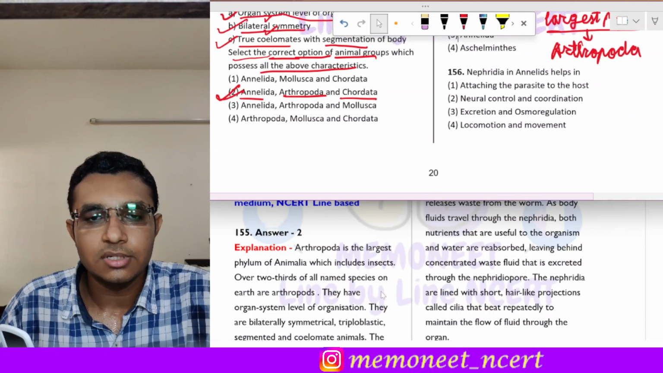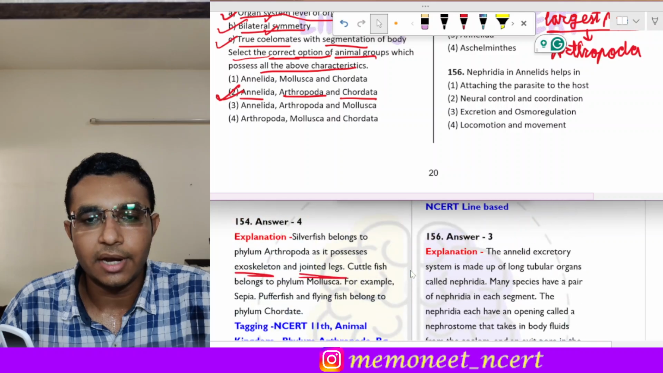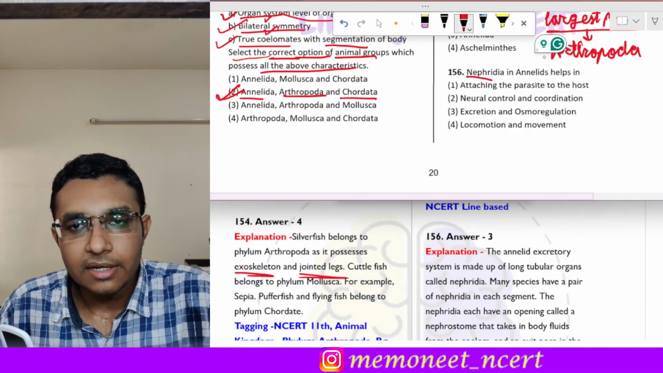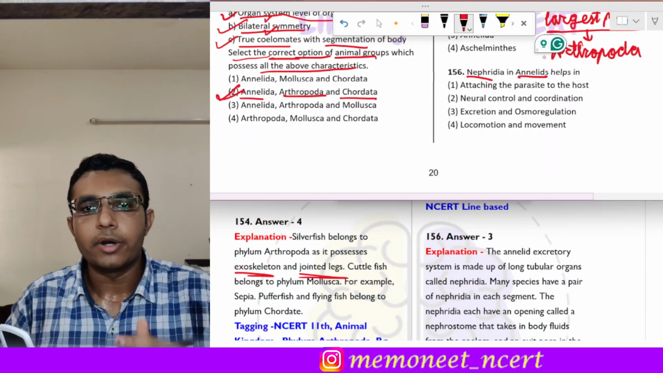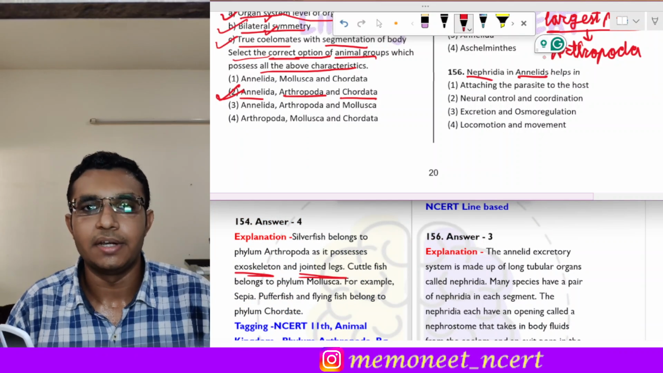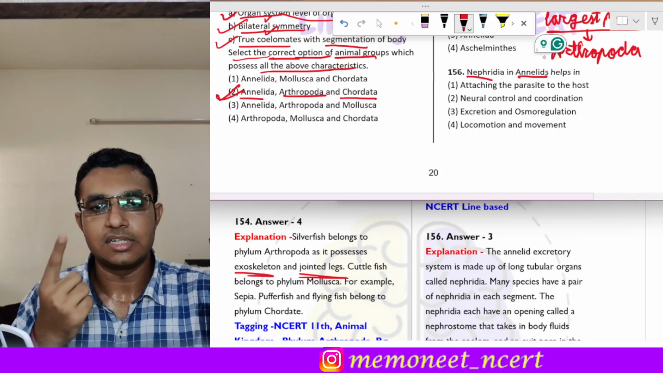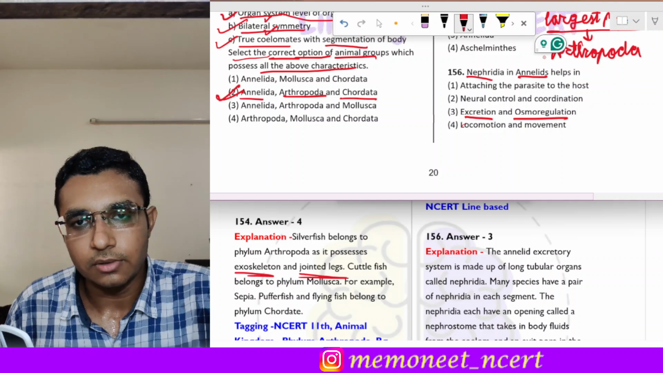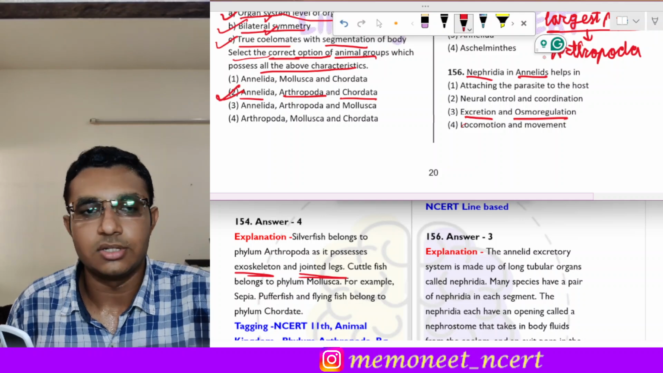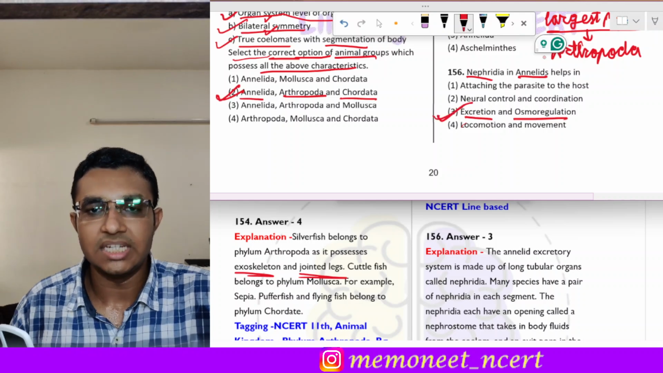The next question is question 156, and question 156 states that nephridia in annelids helps in what? Now see, nephridia are the organs of excretion among the annelids, and in the annelids they help in two functions. First is excretion and second is osmoregulation. So nephridia in annelids helps in excretion and osmoregulation. Therefore the correct answer of this question is option 3.